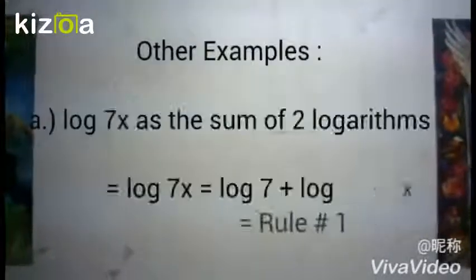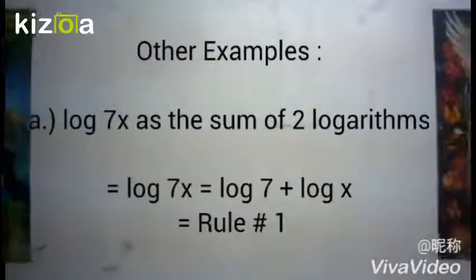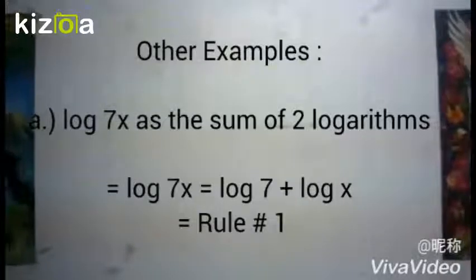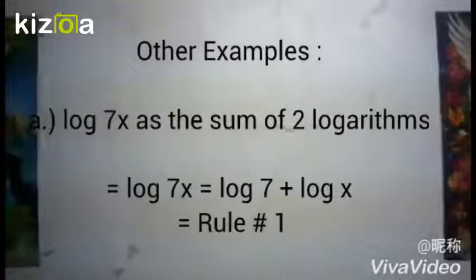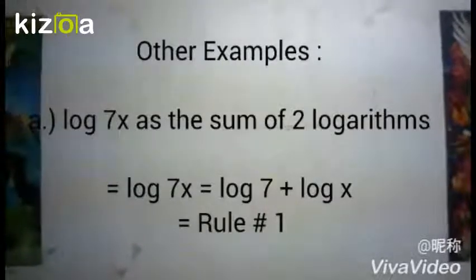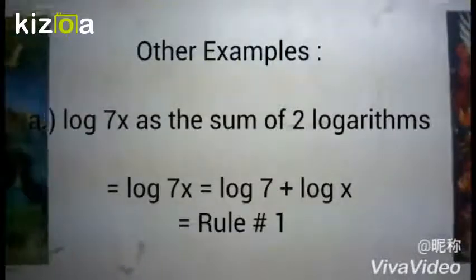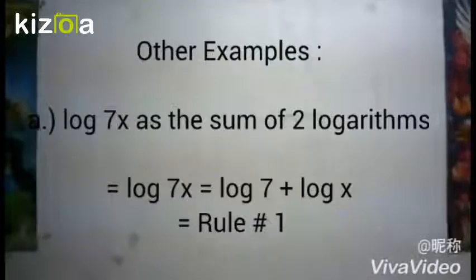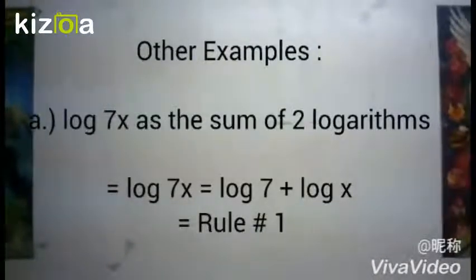We have here some other examples. Example letter A: express the logarithm of 7x as the sum of two logarithms. Outside the log, it will become the logarithm of 7 plus the logarithm of x, and it follows rule number 1. In this case, the base doesn't have a value.